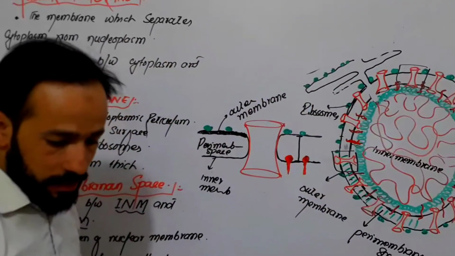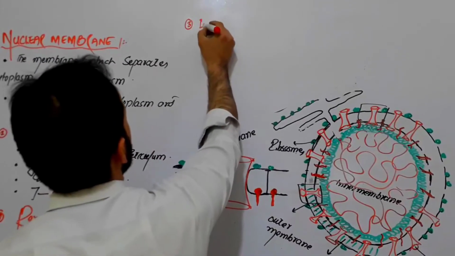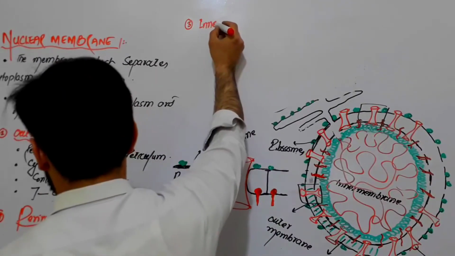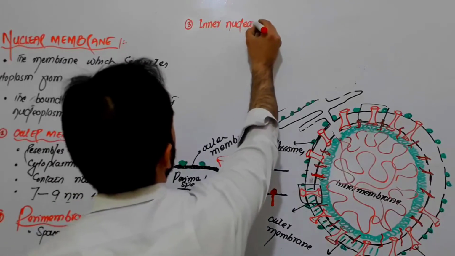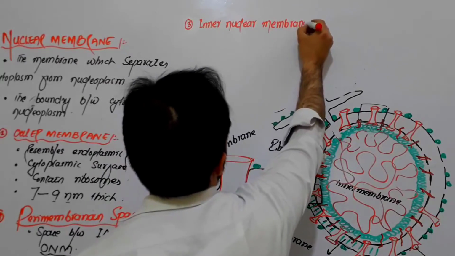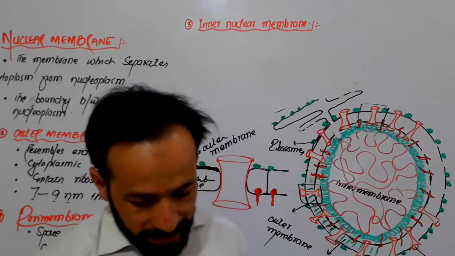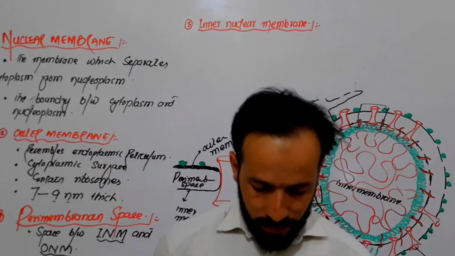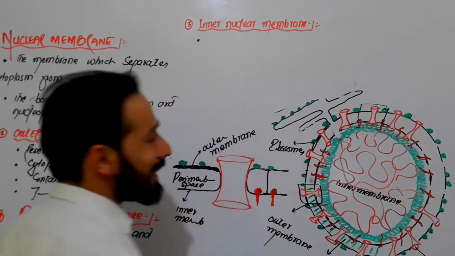Let's discuss the inner nuclear membrane, number 3. Inner nuclear membrane. If you talk about the inner nuclear membrane, this inner nuclear membrane contains mostly nuclear proteins.